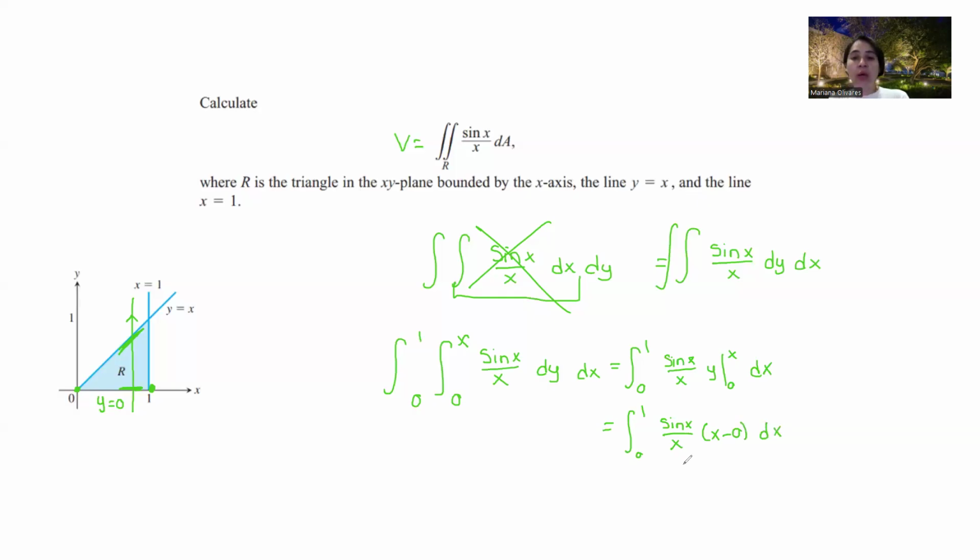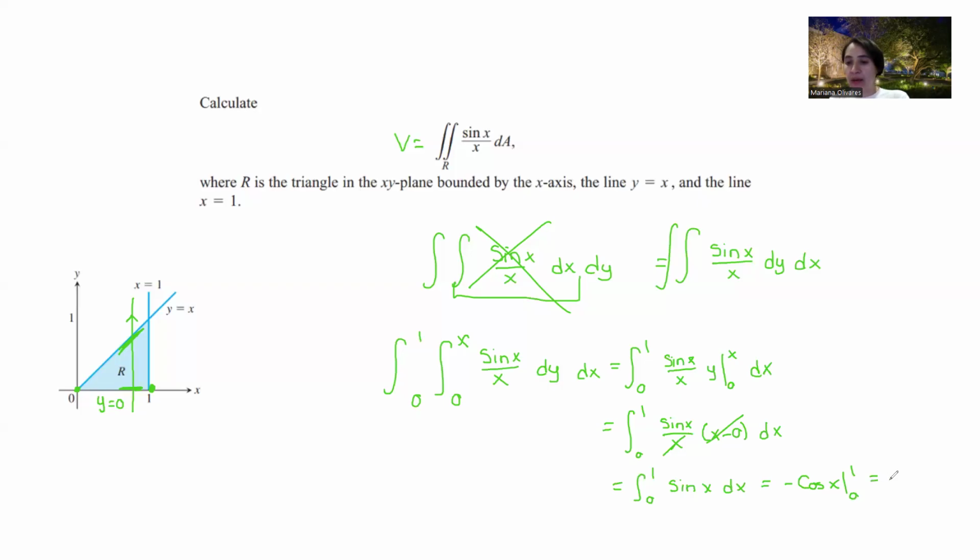And now, look at the beautiful thing that we have here. Because just by the way we wrote the expression, here we're getting an x, and here we have an x, so we can cancel both of them. And now we have something that is extremely easy to integrate, which is just the sine. And the integral of a sine is, okay, correct, minus cosine of x. And we need to evaluate from 0 to 1.